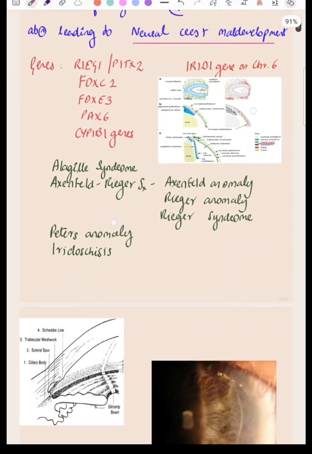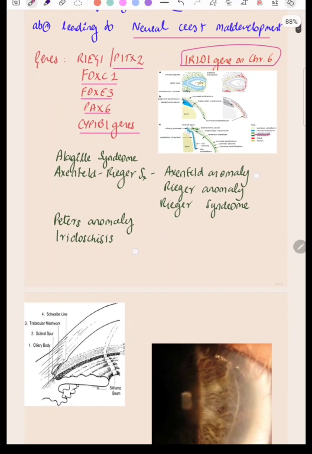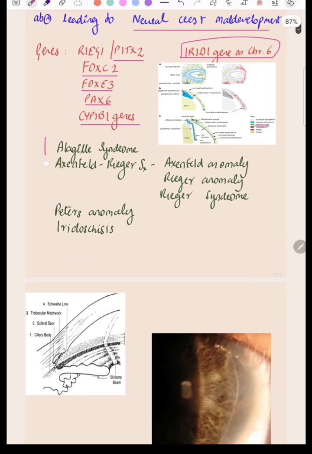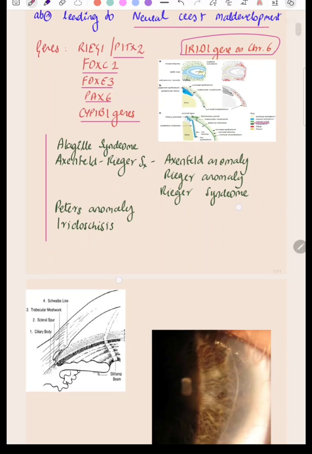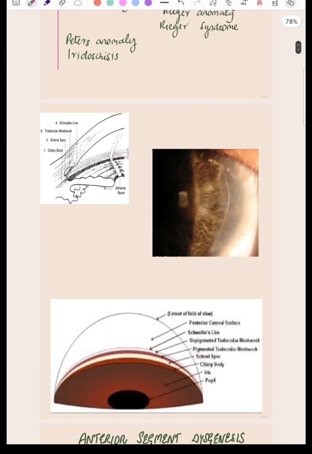Now, the main gene associated is a mutation in the IRID1 gene on chromosome number 6. It is also associated with other genes like PITX2, FOXC1, FOXC3, PAX6 and CYP1B1. The syndromes associated with anterior segment dysgenesis are Alagille syndrome, Axenfeld-Rieger syndrome, Peters anomaly and iridoschisis. Iridoschisis is nothing but splitting of the iris.